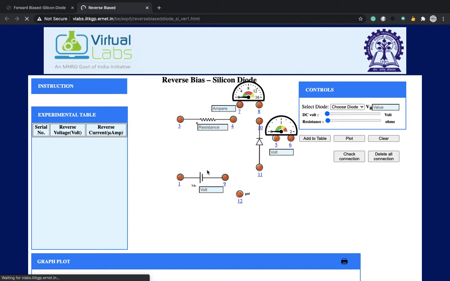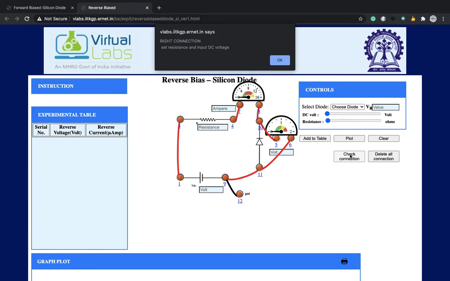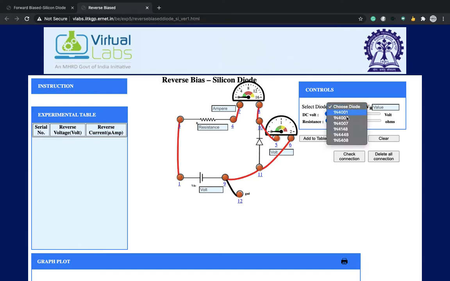So here the reverse bias, I am connecting the positive. I have changed the diode. You can see that ammeter to the cathode and the negative anode to the negative supply. Then all the connections will be connected. Check the connection. Yeah, it's correct. So choose the diode. Then you set the resistance as 1000, or nearer to 1000. You vary the voltage, plot it, vary it, plot it.